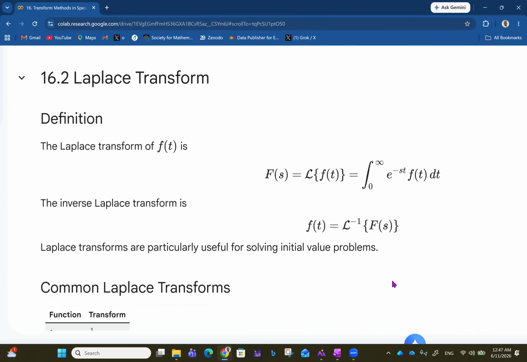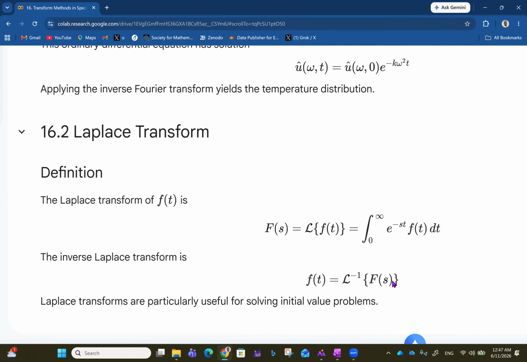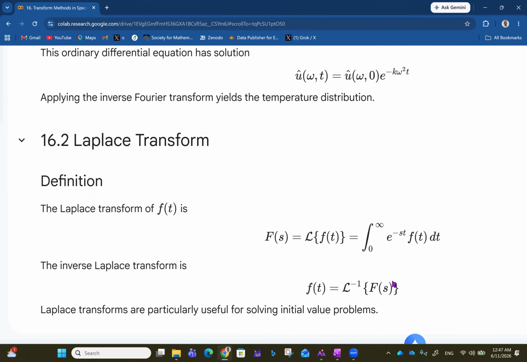And then we move on to Laplace transforms. The definition: the Laplace transform of f of t is F of s, which is equal to the integral from 0 to infinity of e raised to minus st times f of t dt.